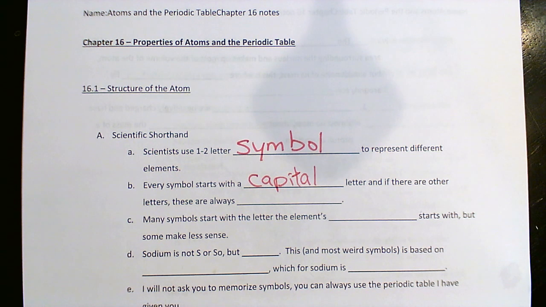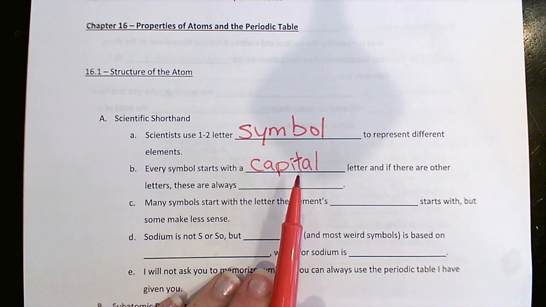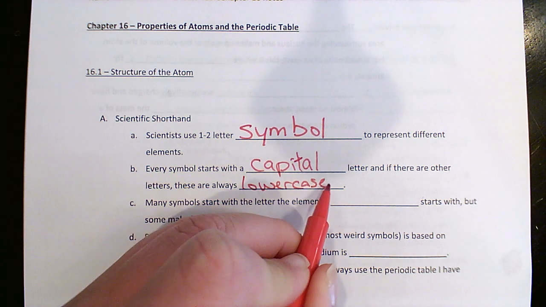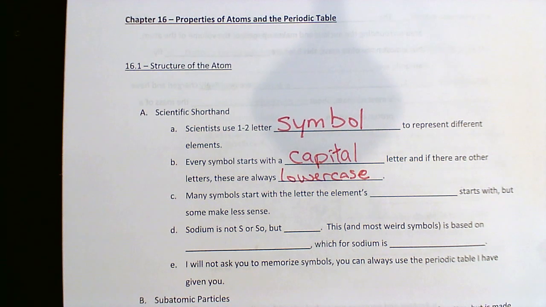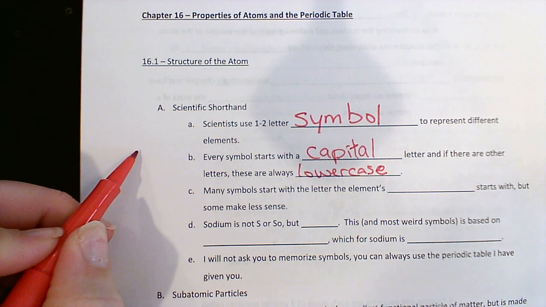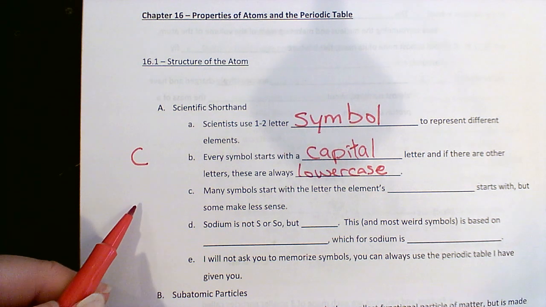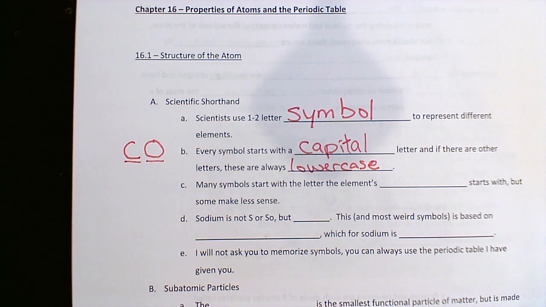Some symbols are just one letter, so there'll be a capital letter. But some have more than one letter, and after the first letter that is capital, the rest are always lowercase. This starts to matter when we have compounds made of more than one element. So if I get a compound made of C for carbon and O for oxygen, they're both capital letters, so I know that's two different elements.